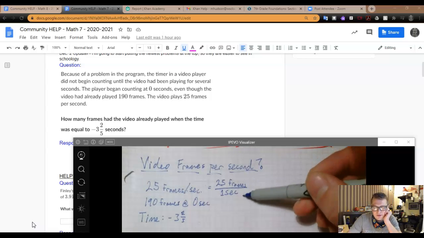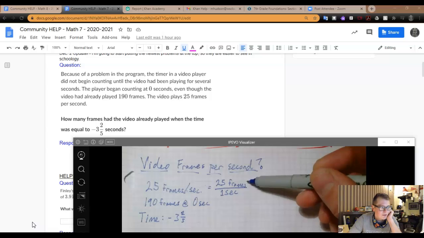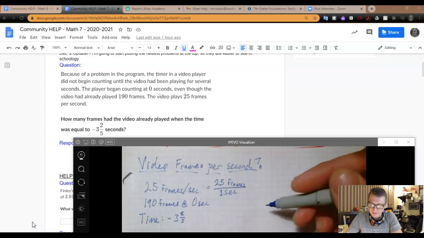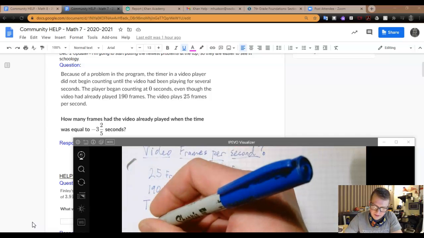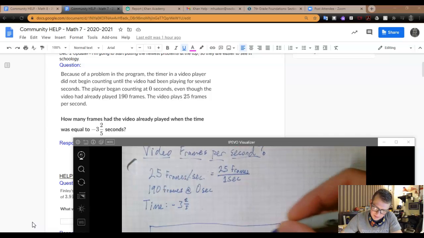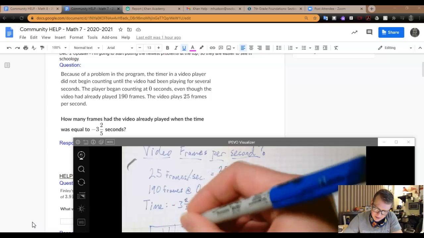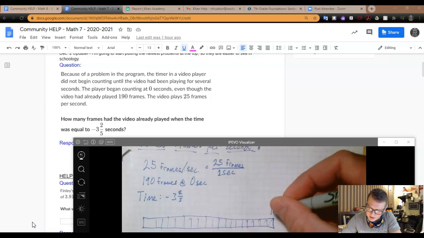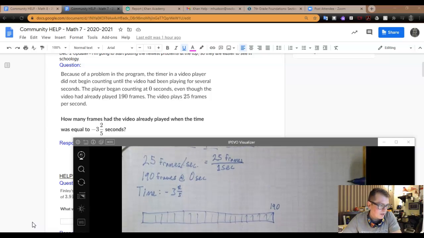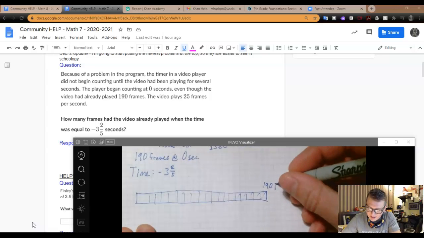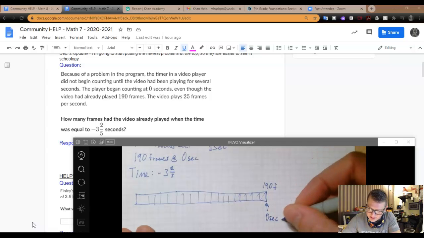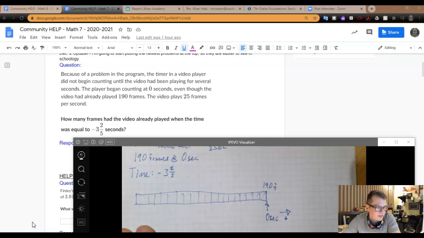So we know that every 1 second that passes is 25 frames. If we draw a picture, I'm going to draw a bunch of frames. So these are video frames. And we'll say that 190 frames have already passed when the timer starts counting at 0 seconds. And then that's going to move forward with a positive amount of seconds.